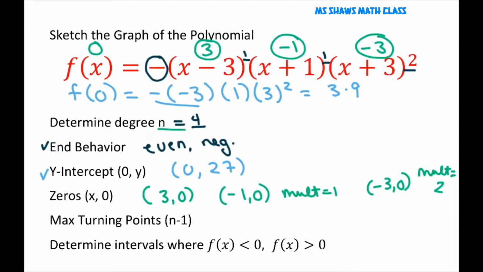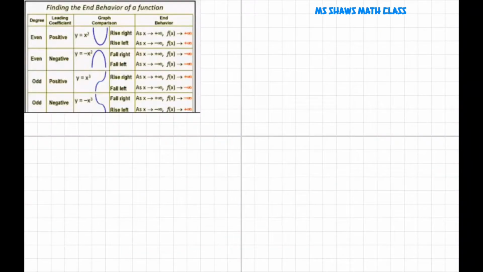Maximum turning points, you take your n, which is 4, minus 1 is 3. And this part, we're going to determine the intervals where the graph of f of x is negative and where it is positive. This is just your y, basically. Where's y positive? Where's y negative? Okay, let's go back to our end behavior now. So we need to do that.